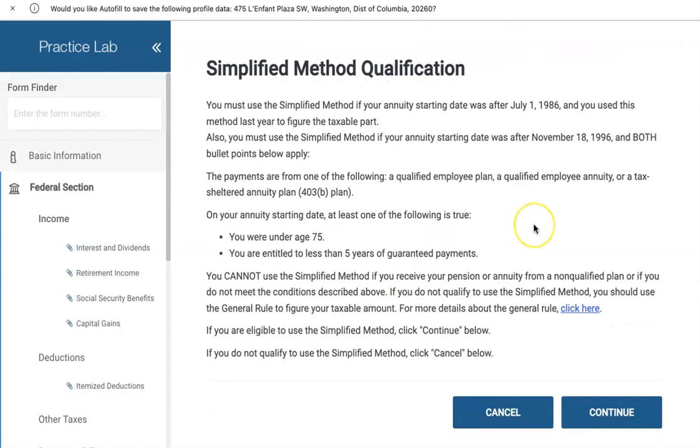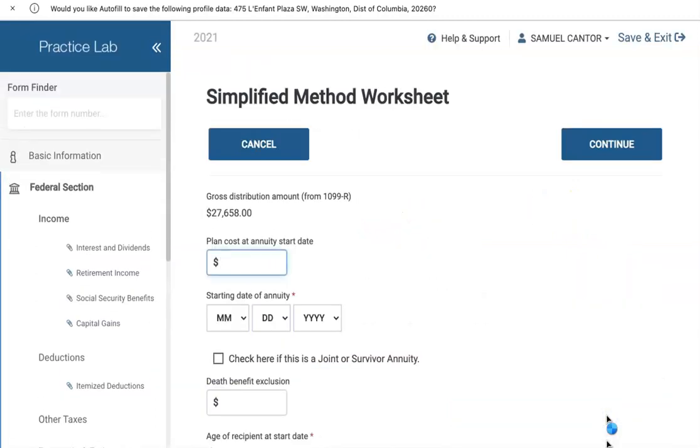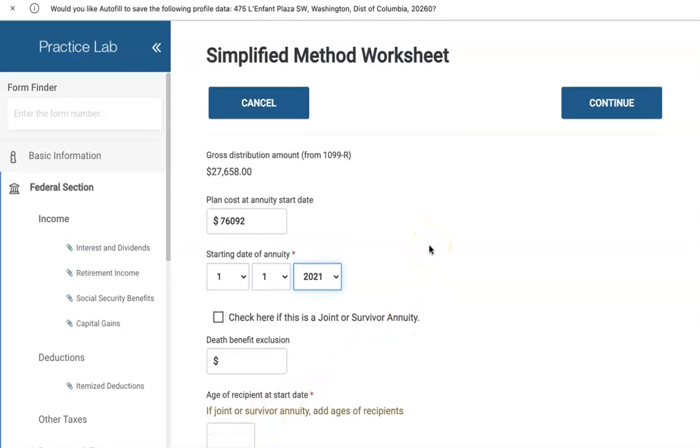So here's some blurb. In this particular case, Mr. Cantor was under the age of 75 when he started his annuity, is what they're calling it here. So we can use the simplified method. We click on Continue, and it asks a very odd question. Plan cost at annuity start date. This is Mr. Cantor's contribution from box 9B. And if you get that plan cost at annuity start date figure correct, then you pretty much have solved the problem. Everything else is pretty straightforward.